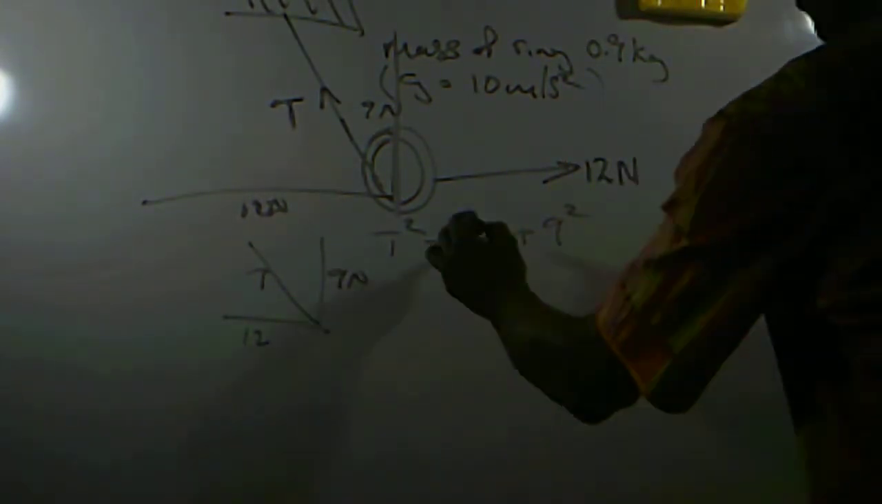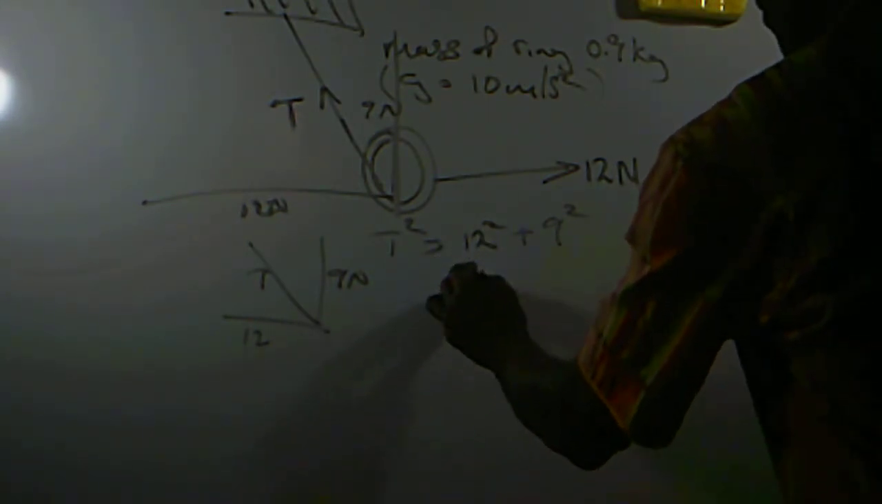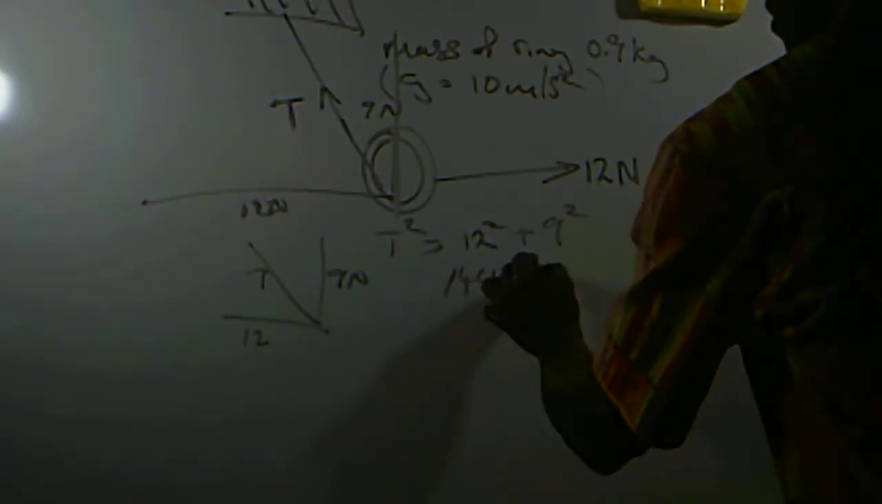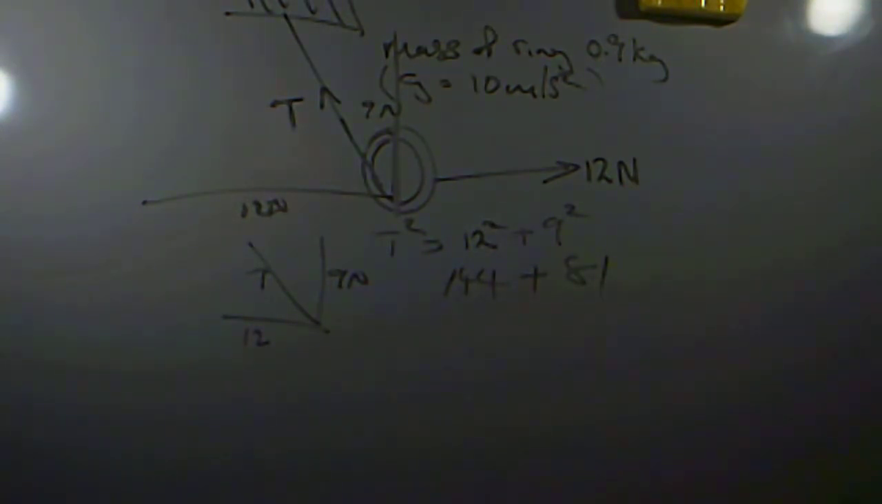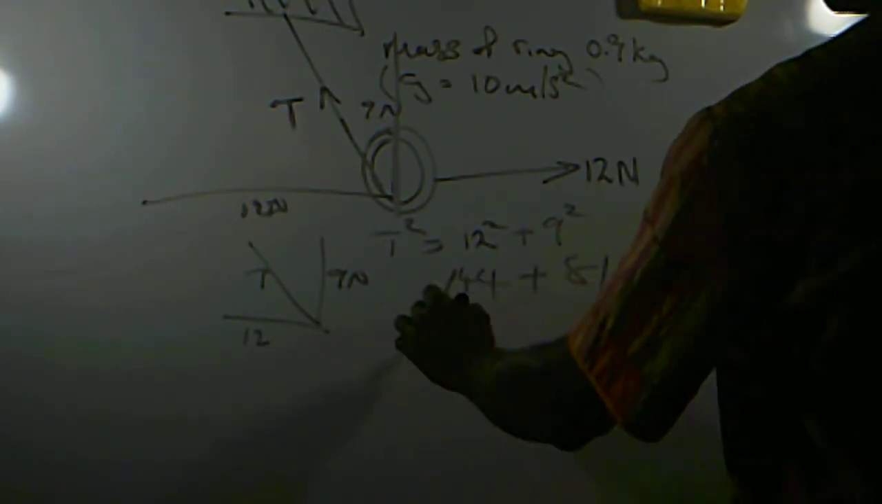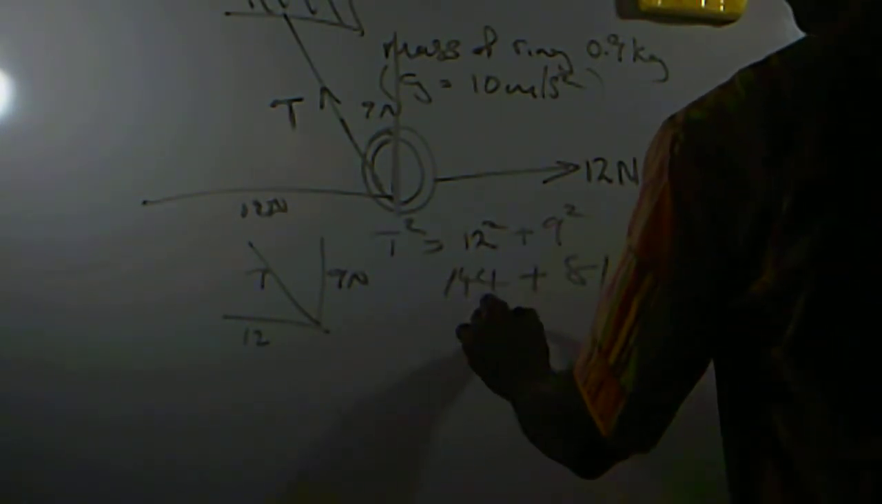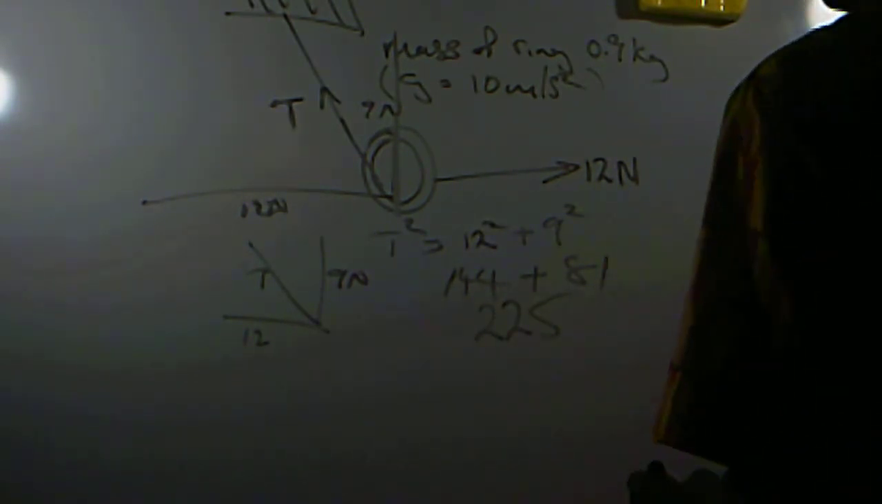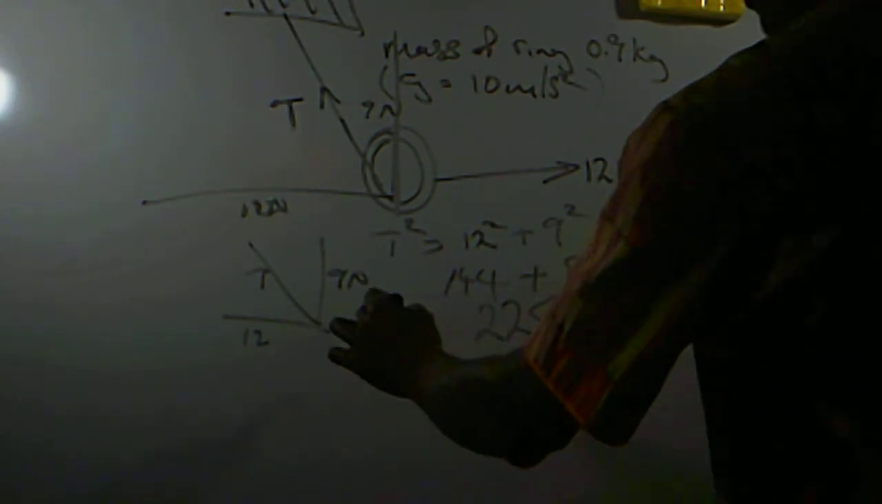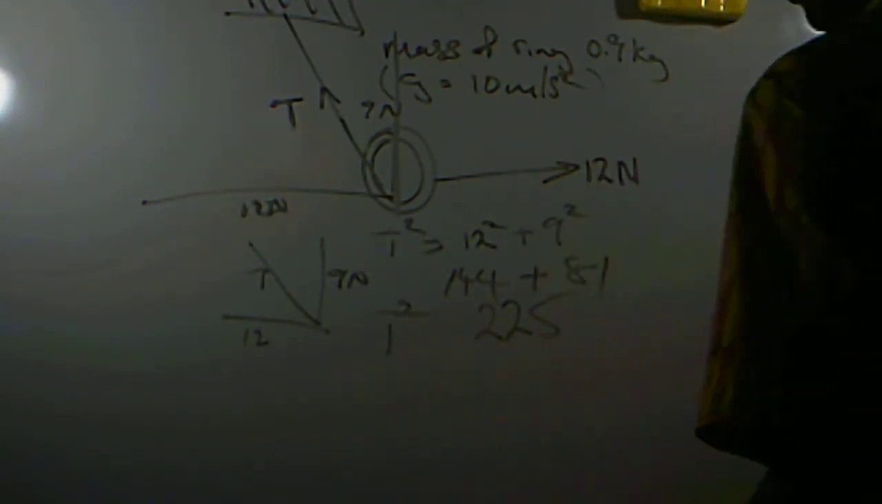So now 12 squared will give us 144, plus 81, which is 9 squared. 9 squared is what? 81. So when we sum it up together, we'll have 225. T squared is equal to 225.